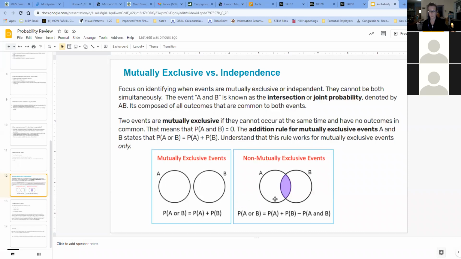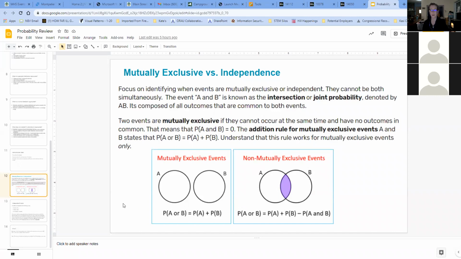But over here, if you were looking for the probability of A or B, you can't just add all the A's and all the B's. You're going to have to subtract out this purple part here because it got counted as an A and it got counted as a B. So you're going to have to take that part out.